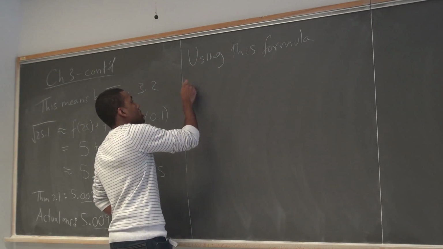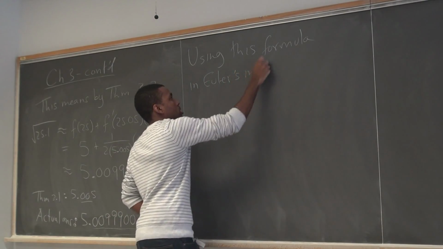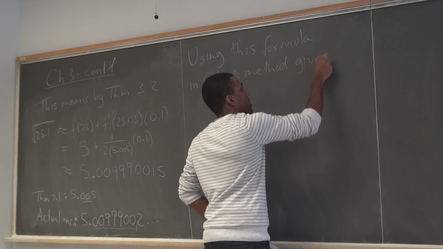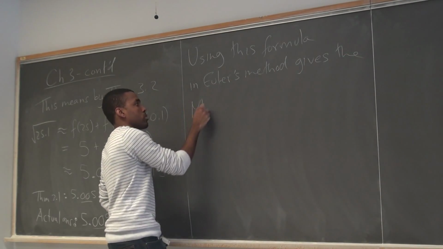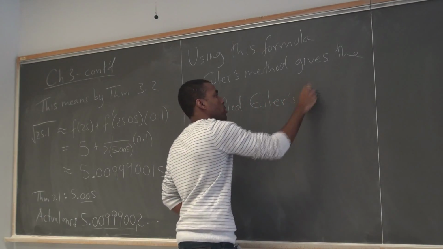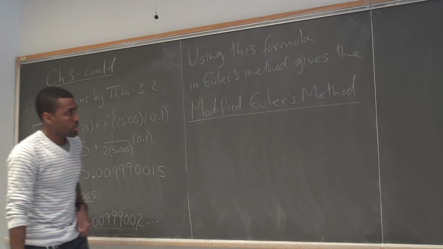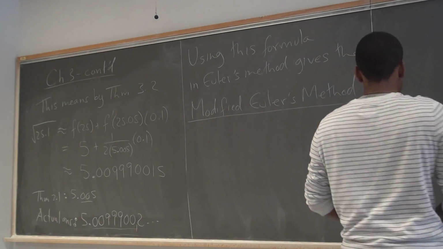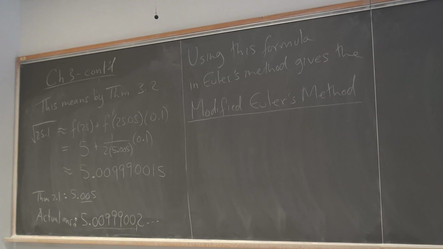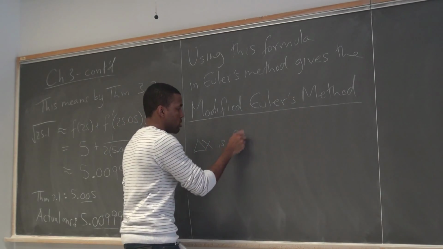Using this formula in Euler's method gives the so-called modified Euler's method. Okay. Do you have enough space here to describe how to fill this table? Delta x is found in the same way.